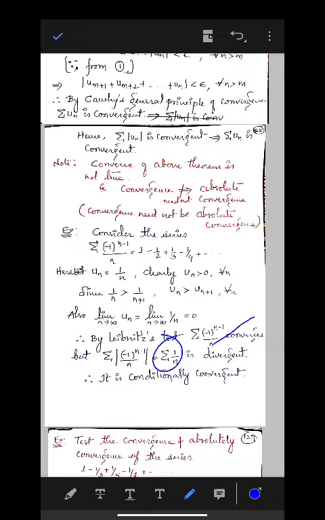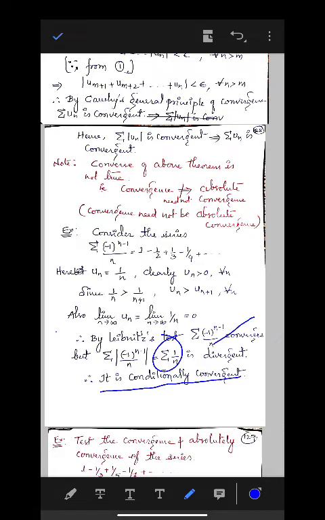Why is it divergent? See, 1 by n is in the form of a p series, right? What is the value of p? p is equal to 1 here. So if p is equal to 1, according to the harmonic series, or I can say the p series, it is divergent, right? So therefore it is conditionally convergent.